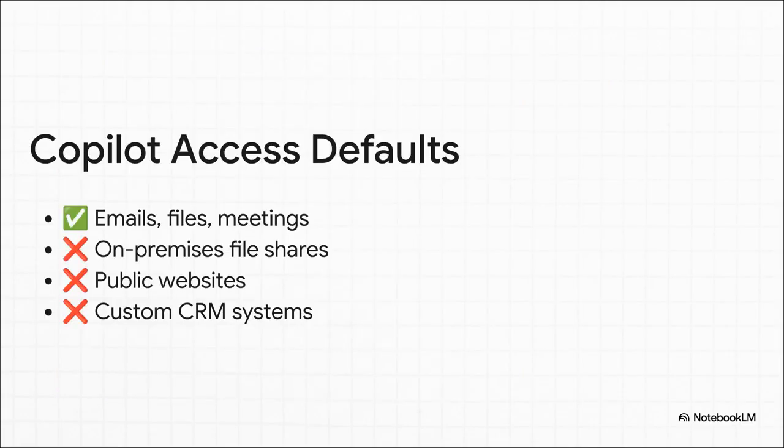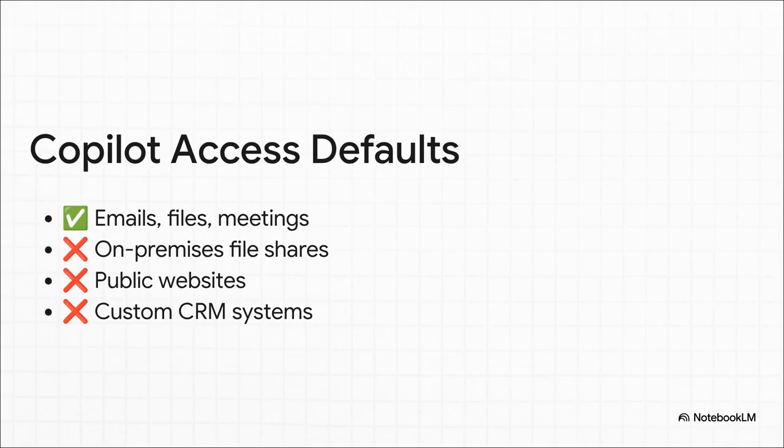But you're probably wondering, what exactly can it see? Well, yes, out of the box, it can access emails, files, and meetings already sitting in M365. But by default, it absolutely cannot access your on-premises file shares, public websites, or that custom CRM system you built.